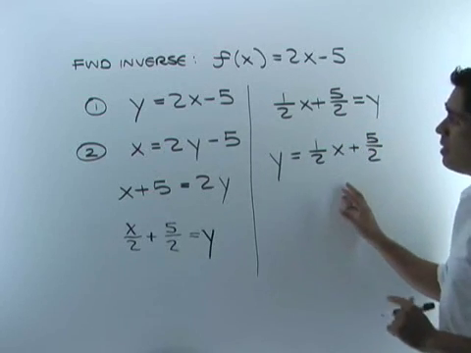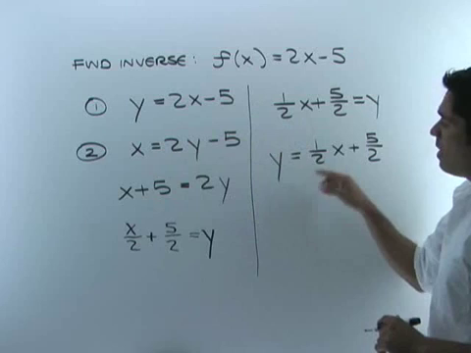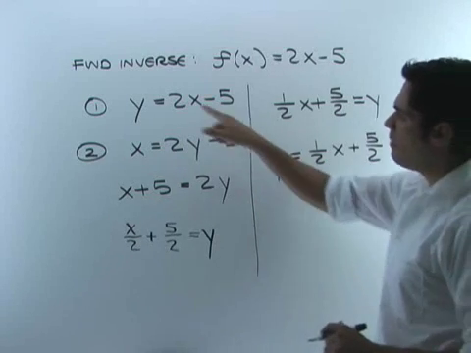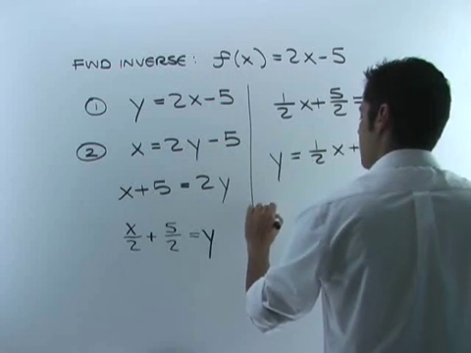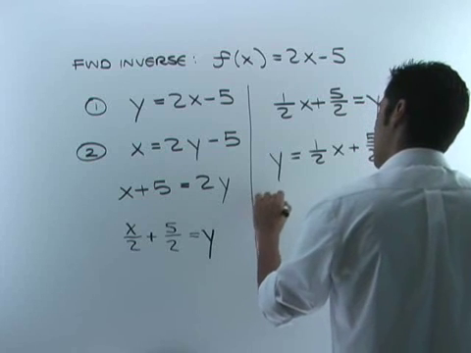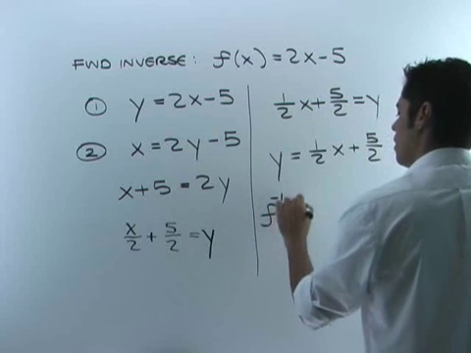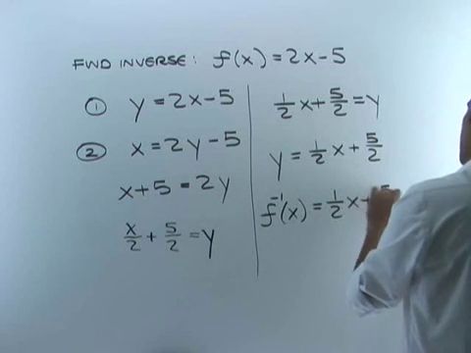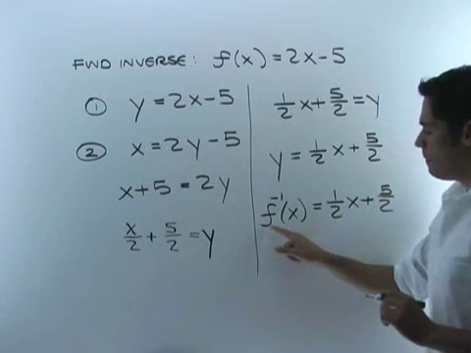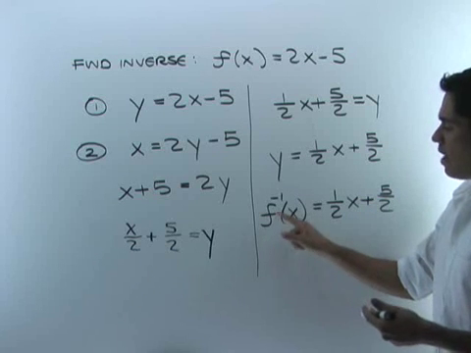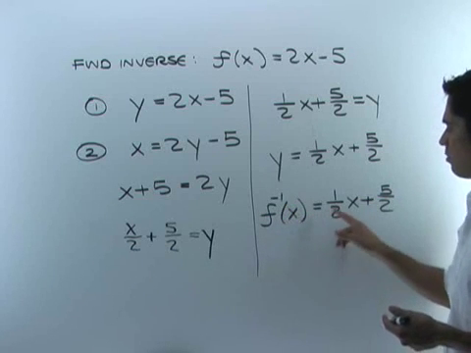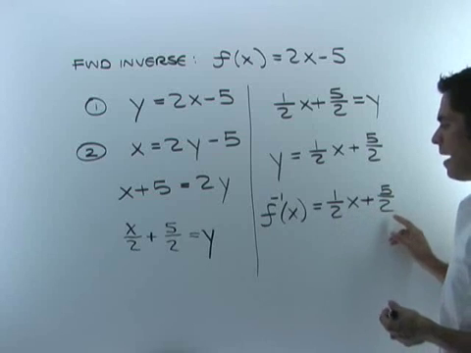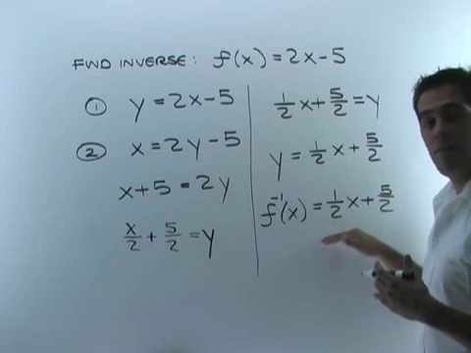Now, since we found the inverse, we replace the y not with f of x, but with this notation: f raised to the negative 1 of x equals 1/2 x plus 5/2. And you could say this in English as, f inverse of x equals 1/2 x plus 5/2. So we have found the inverse function.